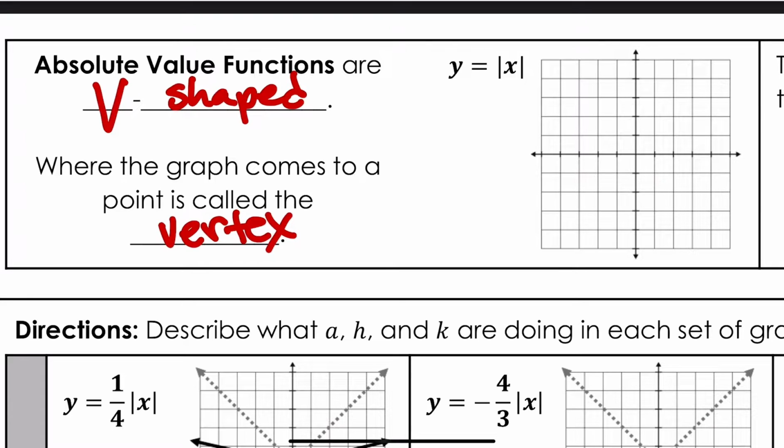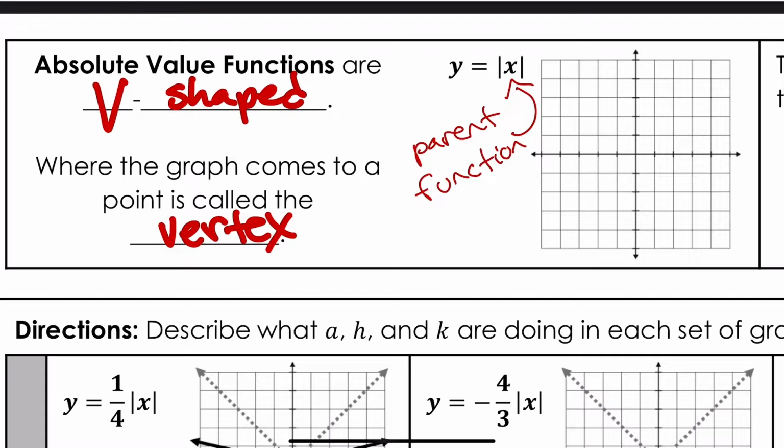So a really basic one that we can do is going to be this one over here. This is the standard. This is the very most basic version of this, and it's called the parent function, because all of the other absolute value functions come from this.